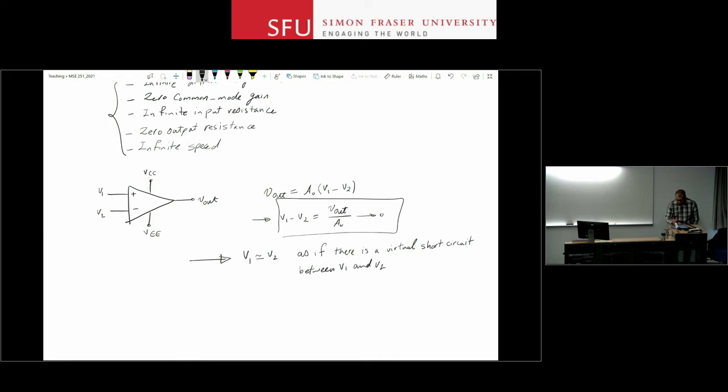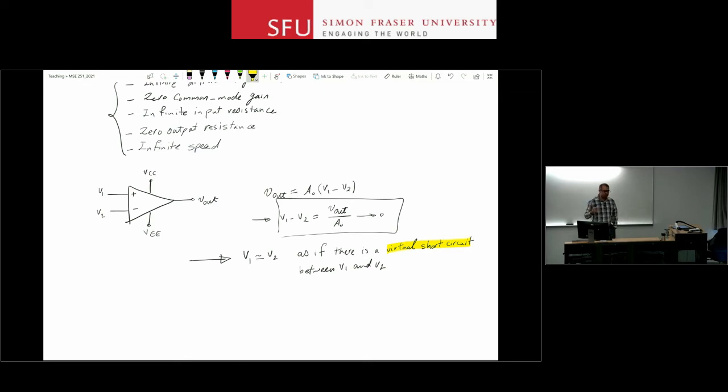Right? So the circuit behaves as if there is a virtual short circuit between V1 and V2. What does that mean? Why do we call it virtual? So I'd like you to maybe spend 1 second thinking about why it is called a virtual short. What is the difference between this and a real short circuit? In a real short circuit, if two nodes in the circuit are shorted to each other, the voltages follow each other all the time. Similar thing is happening here.